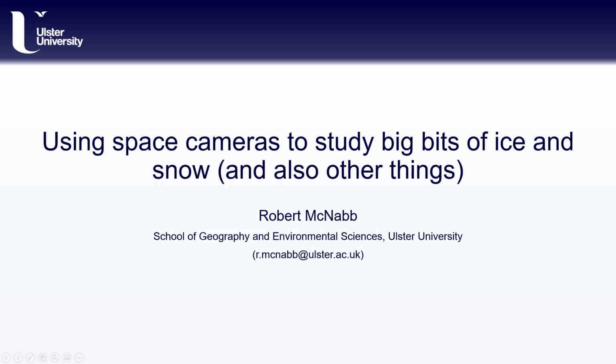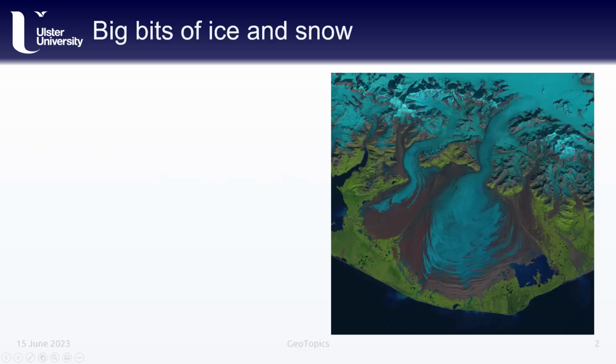My name is Bob McNabb. I'm a lecturer here in the School of Geography and Environmental Sciences, and my talk this afternoon is going to be about using space cameras to study big bits of ice and snow, and I will probably mention some other things as well. So, this is a Landsat image of the Malaspina or Sit Plain Glacier in Alaska.